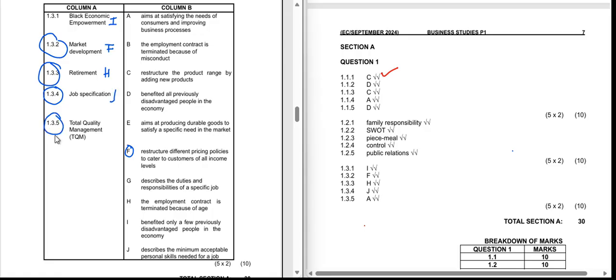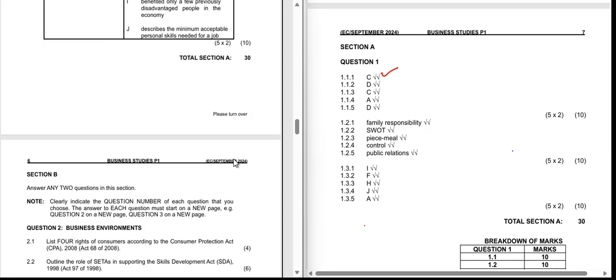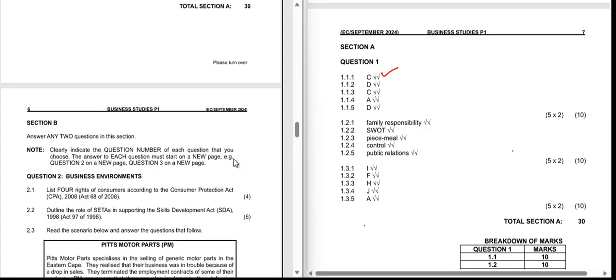And 3.5, total quality management. This one aims at satisfying the needs of consumers and improving business processes. So the answer is A here. So that's it for section A. And let us look at section B.